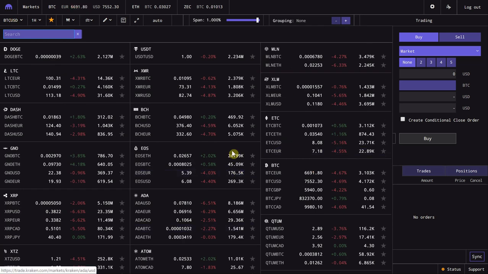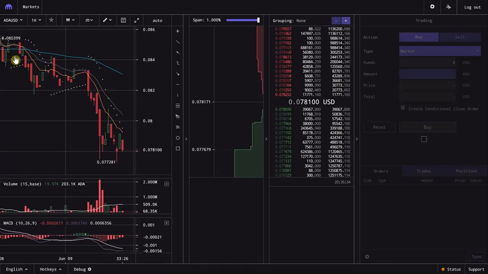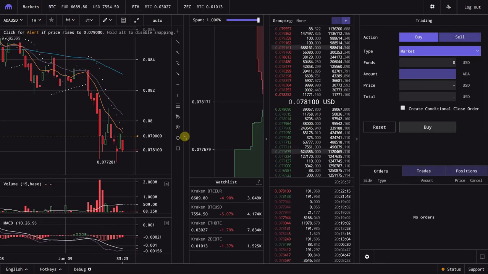So let's just say we want to buy Cardano. Let's type in ADA in the search bar, pull up our search with Cardano, and we have a few different trading pairs, but I'm going to select ADA USD. Okay, so now we are on the ADA USD page, right?